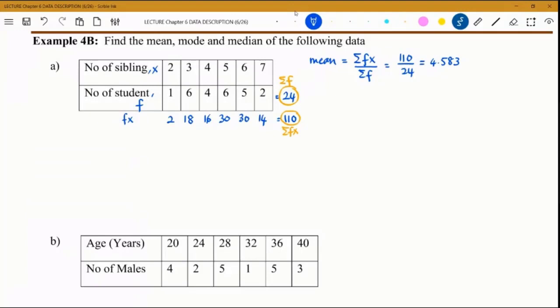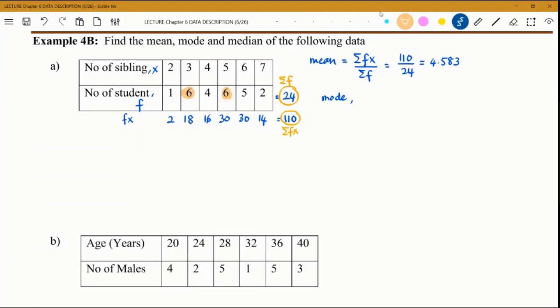Okay, so that one for the mean. For the mode, kita akan tengok pada bahagian F. Yang mana frekuensi yang paling besar? Dekat mana? Frekuensi yang besar adalah 6 and 6 here. So we have 2 modes.